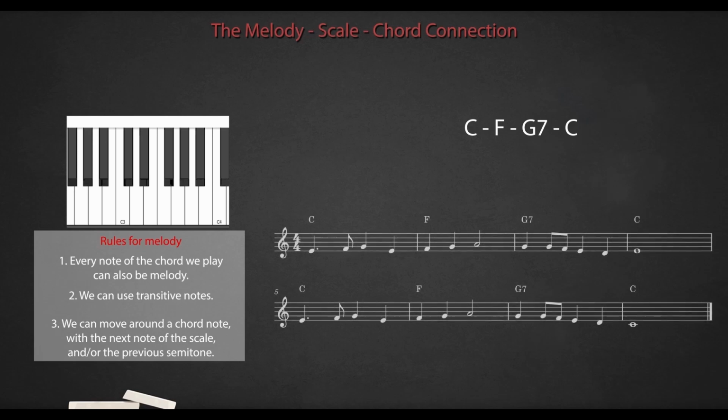Let's go to our example. We have E and G notes and an F note as transition for the C chord. We have an F and an A note and a G as transition to the F chord, and G, F, D notes and an E transition for the G7 chord. Let's hear it a bit.